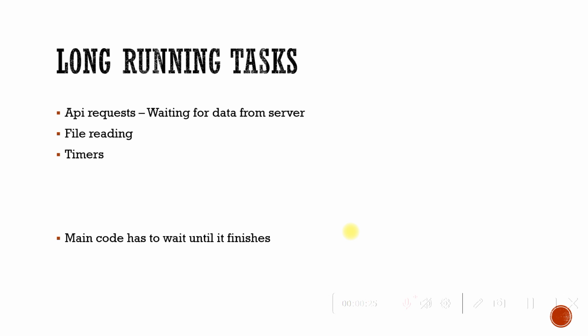So there are many scenarios where the main code has to wait a long time to complete before executing the rest of the code, like API requests, file reading, and timers. API requests usually take more time if the data is huge. In those scenarios, the main code has to wait until this long-running task is completed. How can this be addressed?